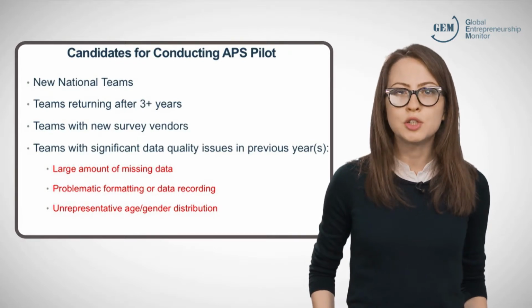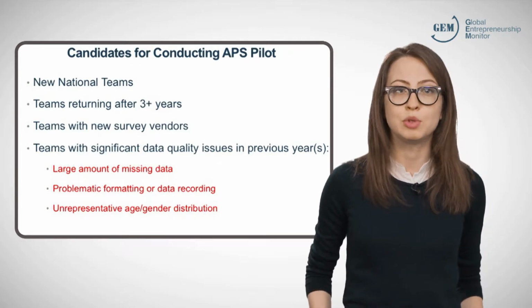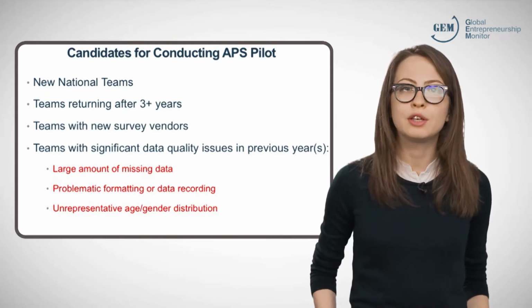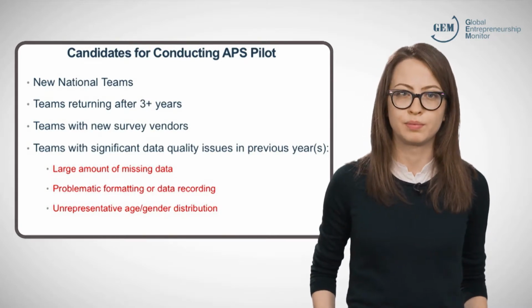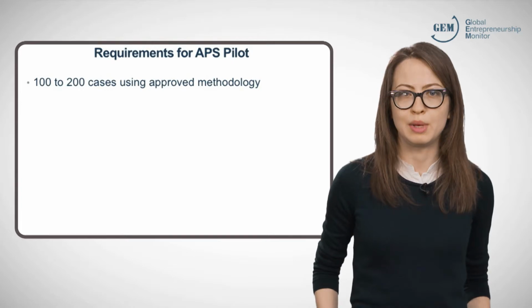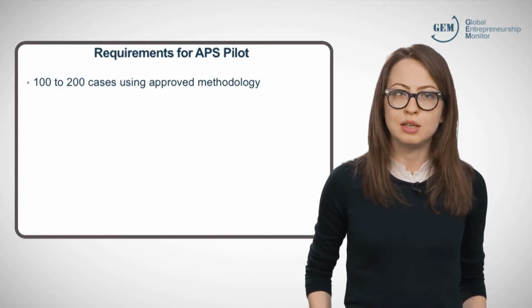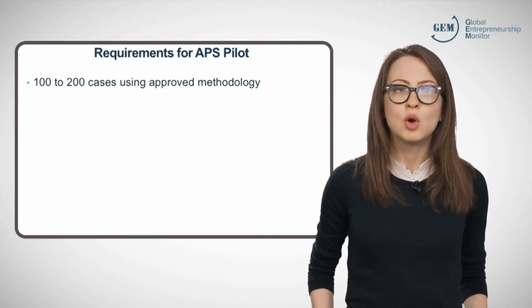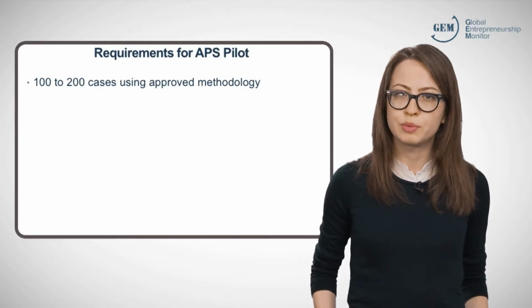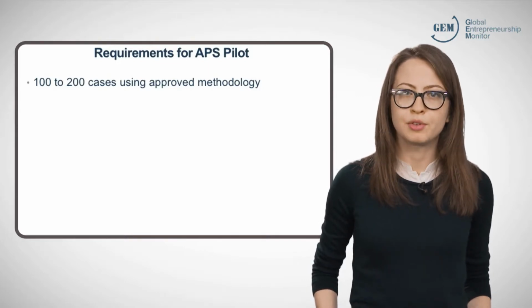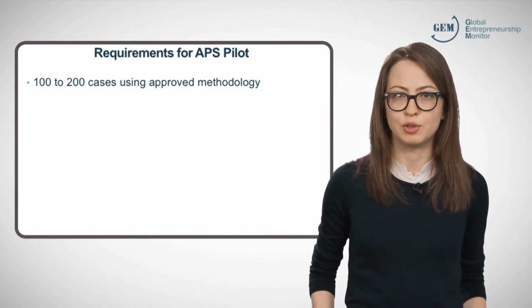In this case, in addition to the pilot, we may also ask a team to monitor their sample at various points throughout data collection. So what does it mean to conduct an APS pilot? It means that a team, once approved for data collection, will begin sampling using the proposed methodology, and then stop after 100 or 200 respondents have been surveyed.